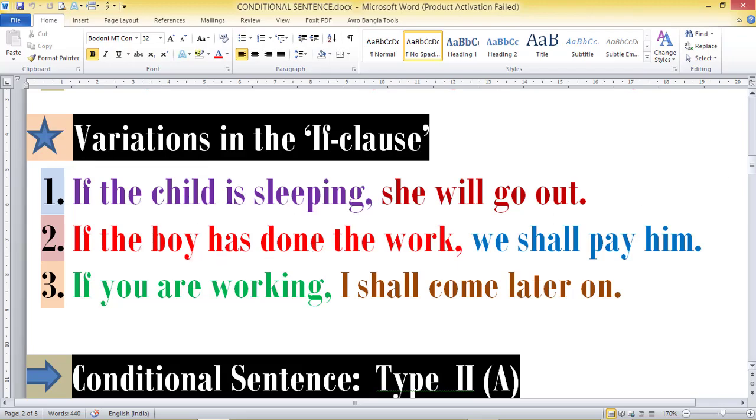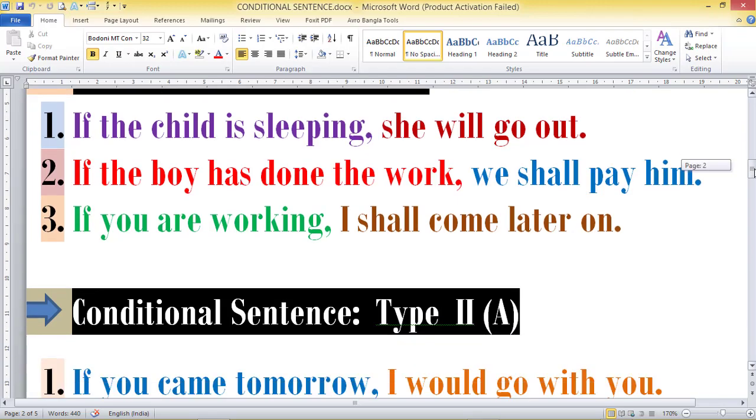Now let's go to the second sentence. The second sentence is: if the boy has done the work, we shall pay him. Here you observe, in the if clause, present perfect tense has been used instead of present indefinite to express the completion of the action. So if the situation demands, we can use different forms of tense in the if clause. And as per rule, in the main clause, we have used future indefinite: we shall pay him.